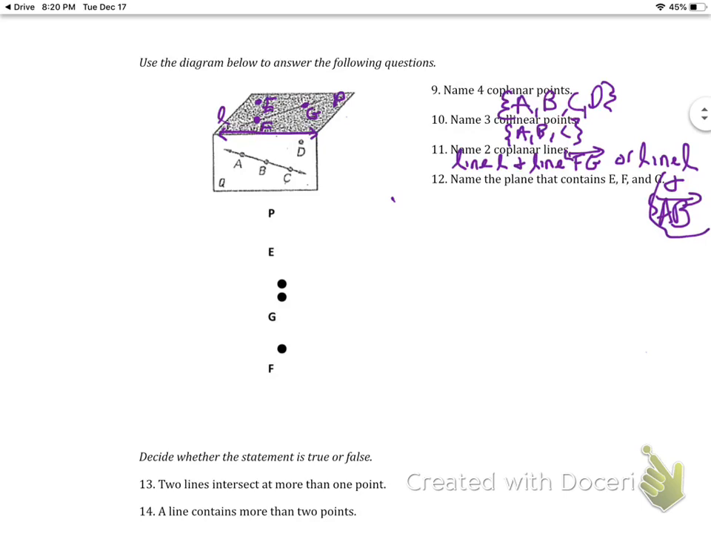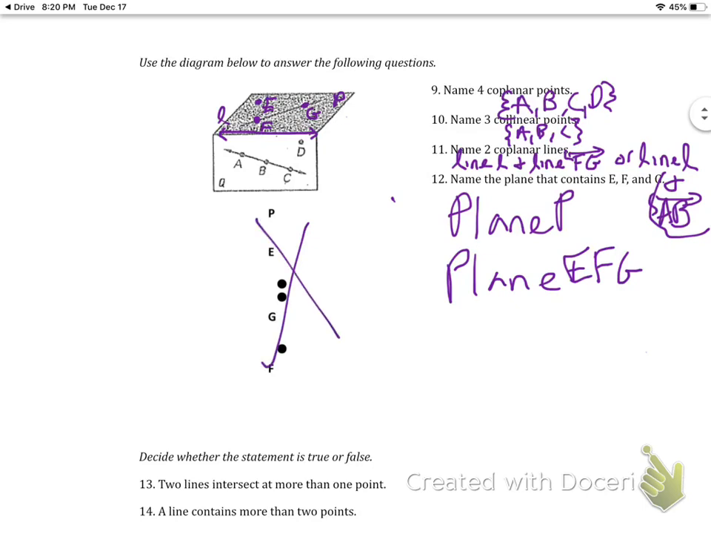Okay, and then up here, the last one is name the plane that contains E, F, and G. So the plane that contains E, F, and G would be plane P. Plane P. Or if you're going to label it by points, remember any 3 points, plane EFG. Again, these points here were just a typo. They just didn't copy over well.